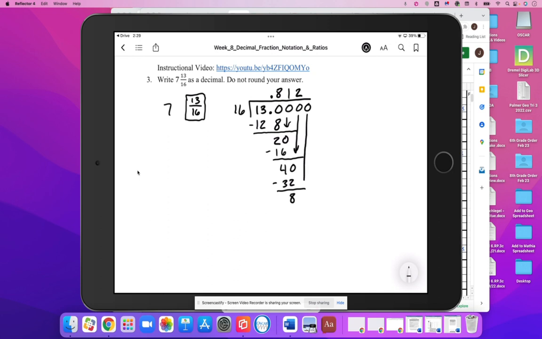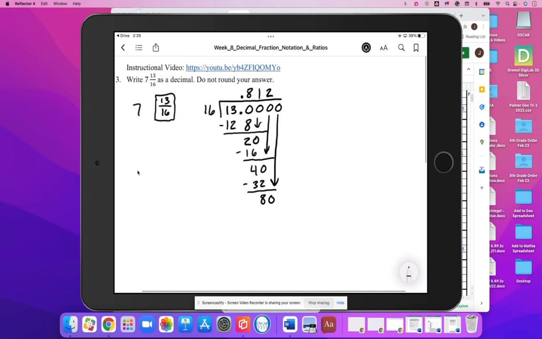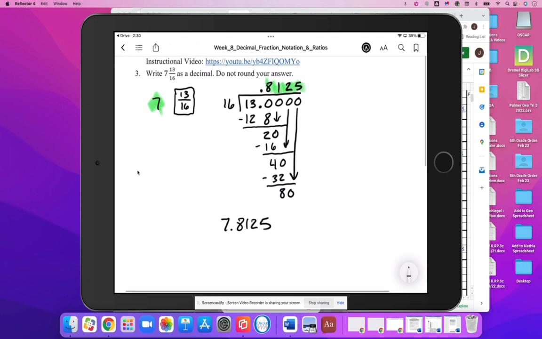Add another 0, bring it down. And that's going to be 80. And 16 goes into 80 5 times evenly. So my final answer is going to be the whole number part of my answer, the 7, and the decimal part of my answer, the 0.8125. So my final answer is going to be 7.8125. That's where we end up with this one. Okay, I'll leave that there for a moment and then move on.